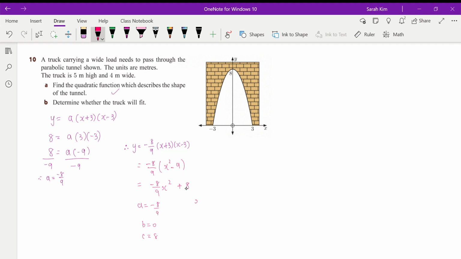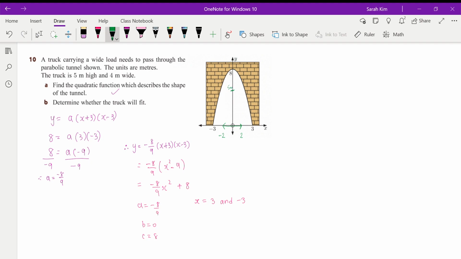So I get my answers as x equals 3 and minus 3. We knew that. That was a bit pointless, okay. What are we trying to do? We're trying to figure out if the truck will fit. So 4 meters wide, so that would be minus 2 to 2. Units are meters. And then 5 meters high.